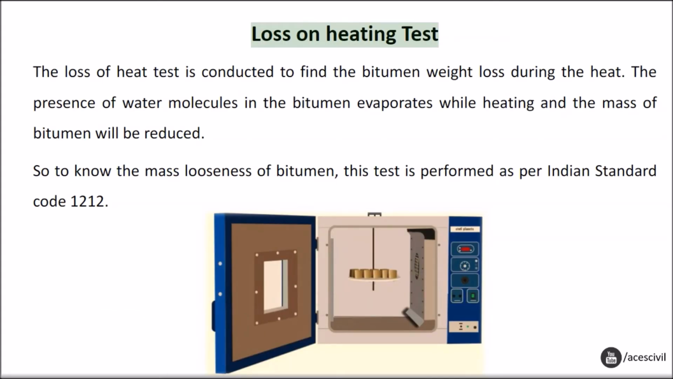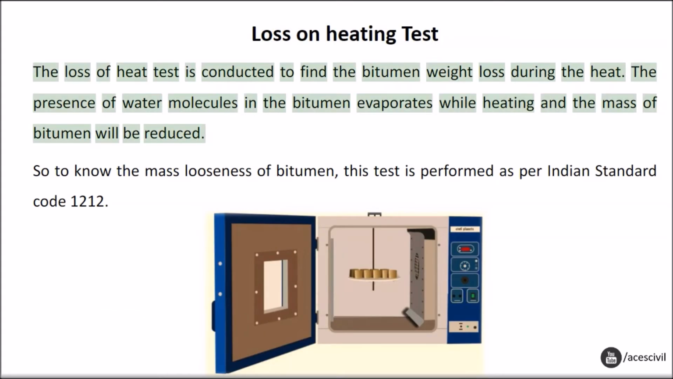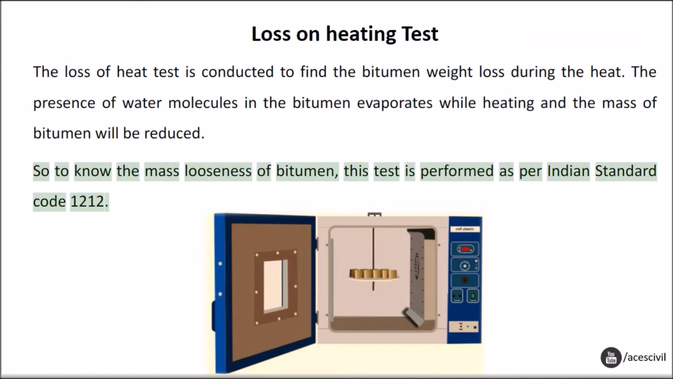Loss on heating test. The loss on heating test is conducted to find the bitumen weight loss during heating. The water molecules present in the bitumen evaporate while heating and the mass of bitumen is reduced. So to know the mass loss of bitumen, this test is performed as per Indian Standard Code 1212.